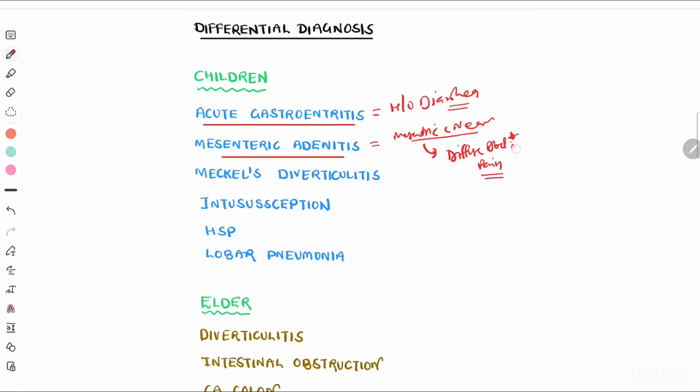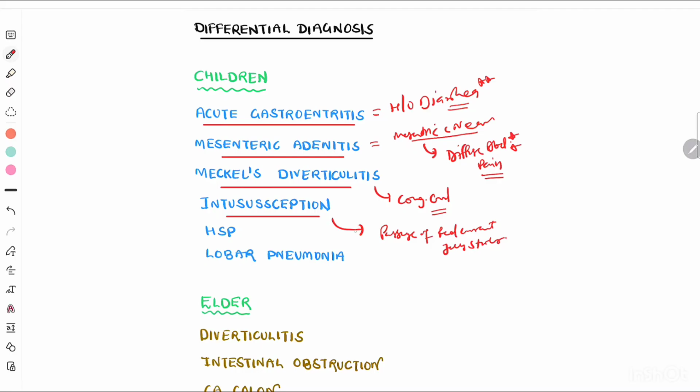So this is the clinical point here, and this is the clinical point here. Meckel's diverticulum is a congenital condition, and here there can be intussusception. In intussusception, there is passage of red currant jelly stools and a sausage-shaped lump in the abdomen. So these are the clinical points for this.